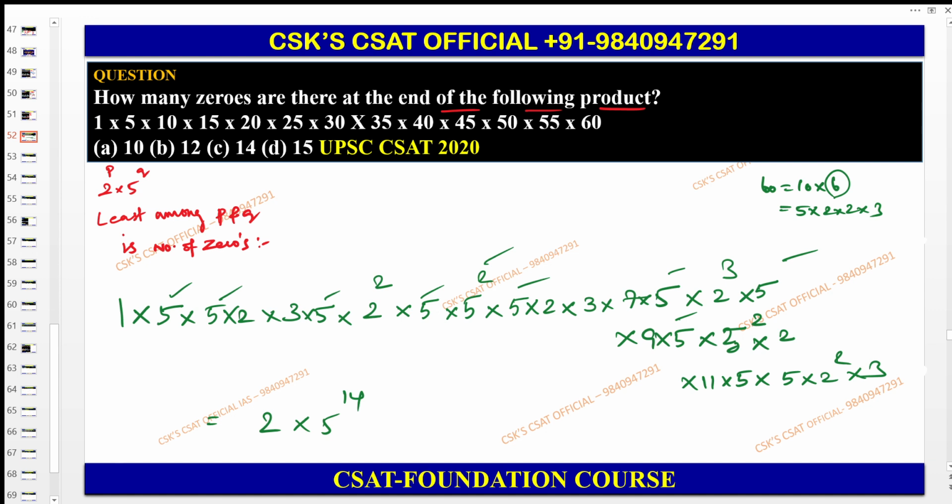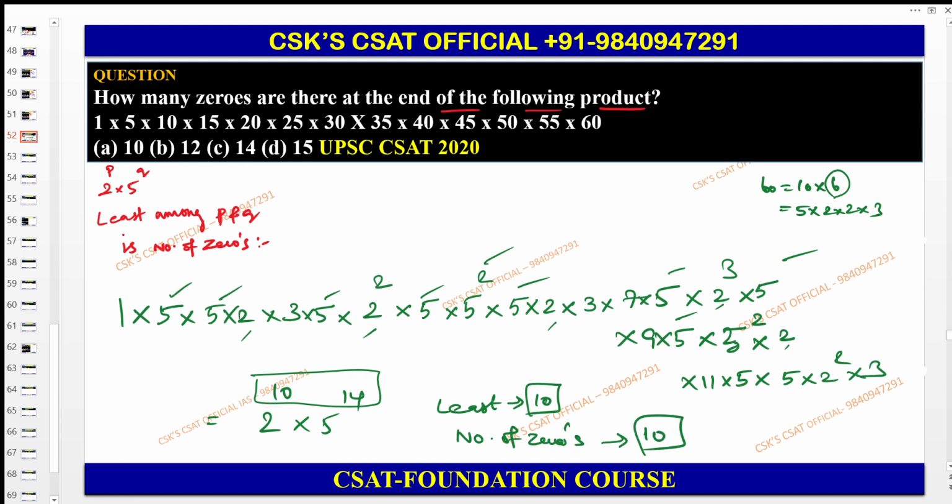2 powers: 1, 3, 4, 7, 8, 10. So therefore the least among these two is 10. Such a number of trailing zeros are there. So the number of zeros in the product is 10. So the answer for this question is option A. Anybody having a doubt? No means we will move on. Okay, fine.